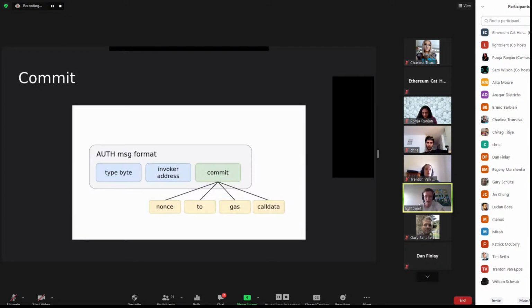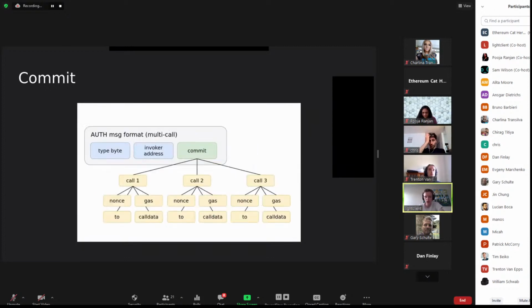You might have a commit that you sign over that is the hash of the nonce, the gas, and the call data. But the nice thing about the commit is that because it is just a hash of data, and the invoker smart contracts are able to verify and create any kind of commit message, you can have more complicated schemes.